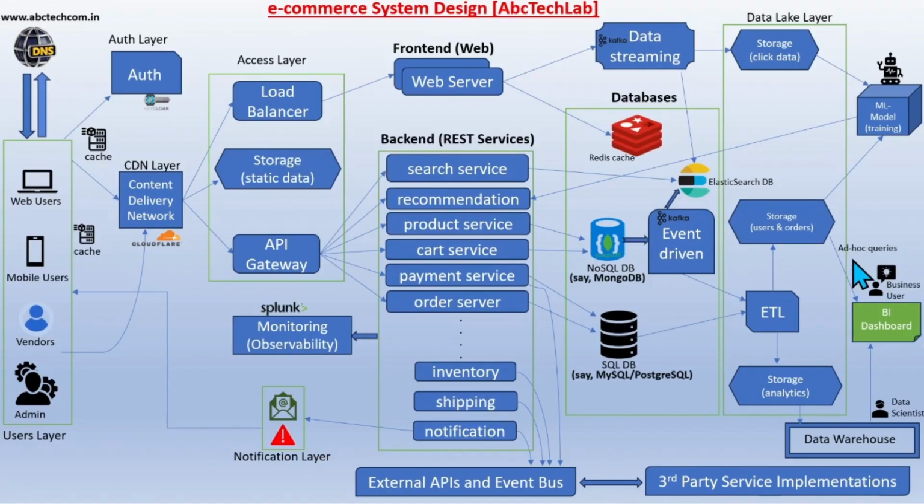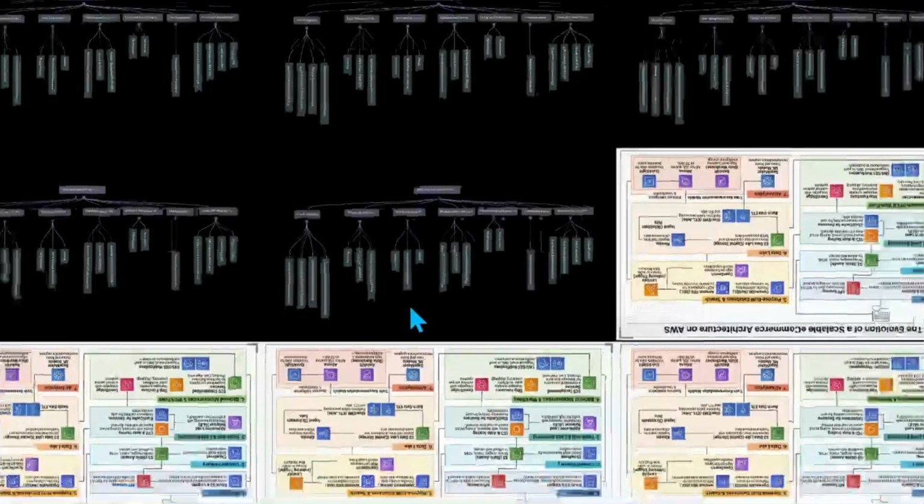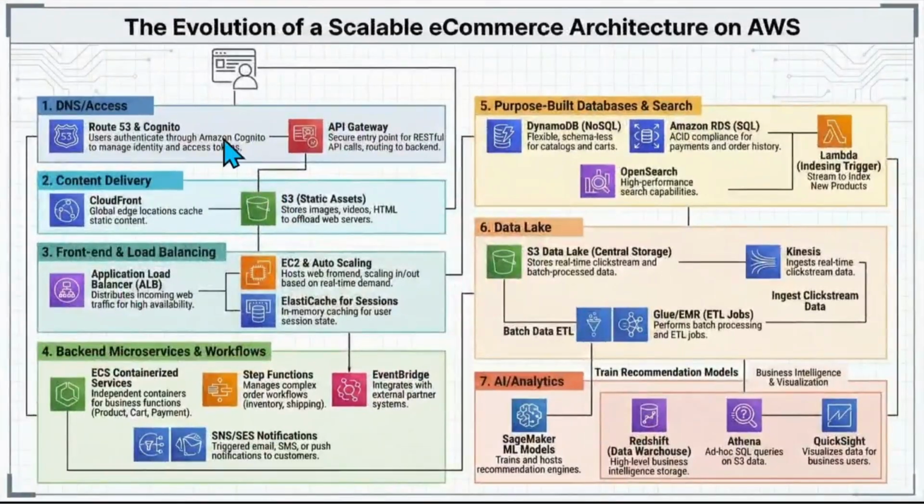We can organize the architecture into distinct layers like DNS, authentication, content delivery, front end, back end, database, data lake, and many things like AI and analytics. So it will segregate all those things, and it will be very easy for understanding and to lay out things in our mind map. Now let's map this to specific AWS tools, just what I was saying, because earlier it was very plain, right?